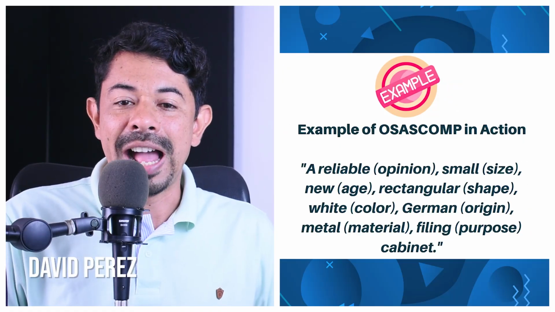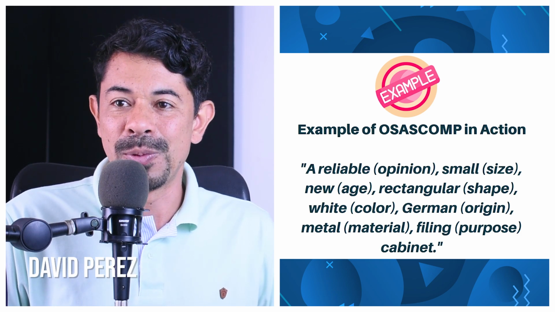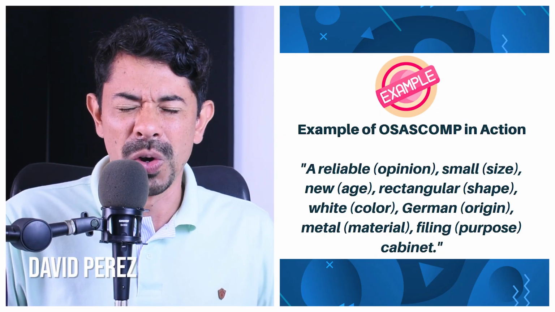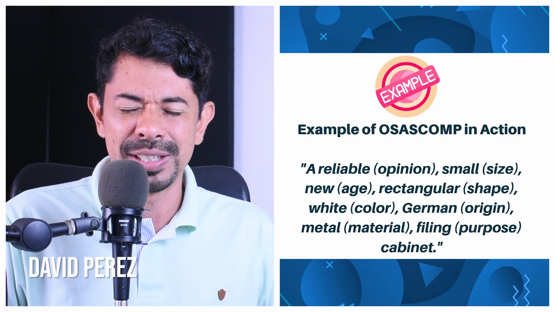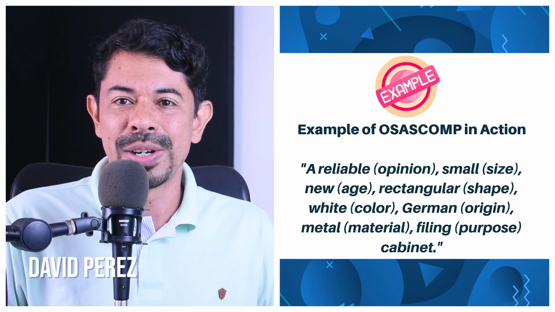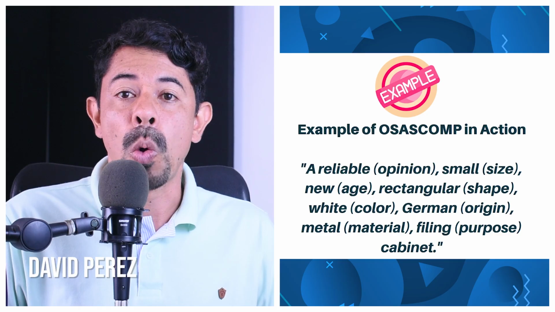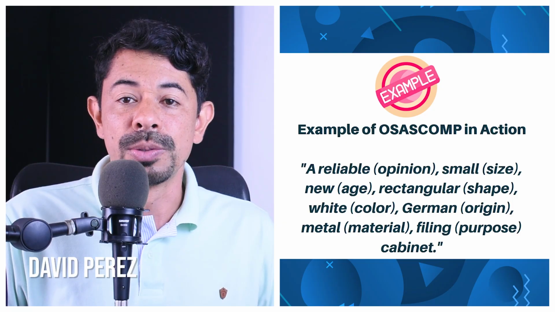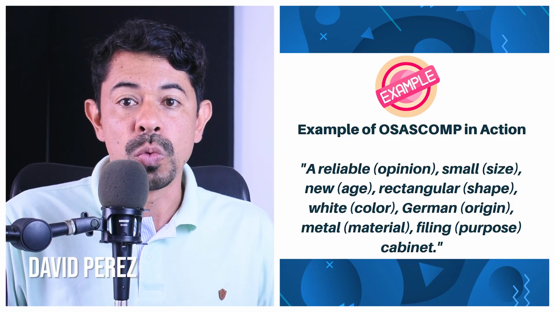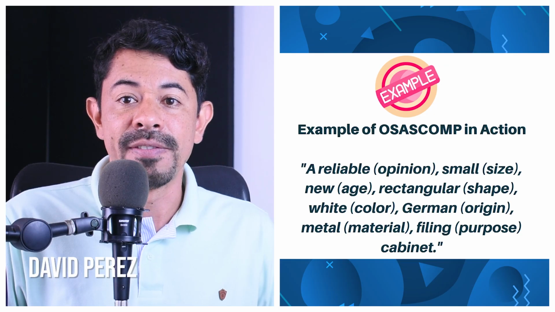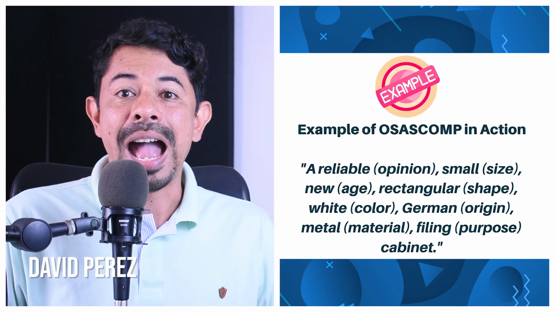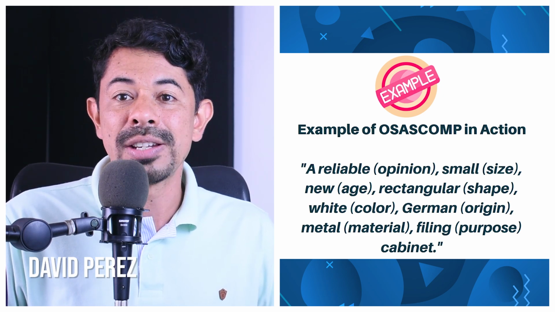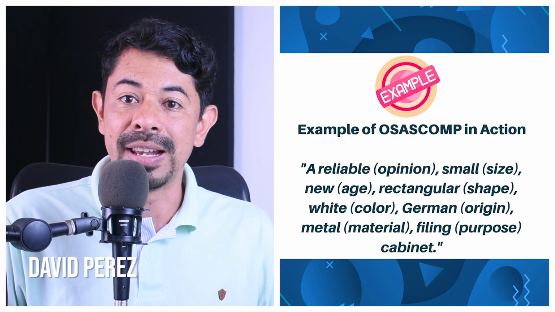I'm going to give you a long example that will contain all 8 adjectives. This is not a real life example, by the way. Like, you are not actually using 8 adjectives with a single noun. But this is just to illustrate how OSASCOMP works. Okay? The sentence will be, a reliable, small, new, rectangular, white German metal filing cabinet. Let me repeat that. A reliable, small, new, rectangular, white German metal filing cabinet.